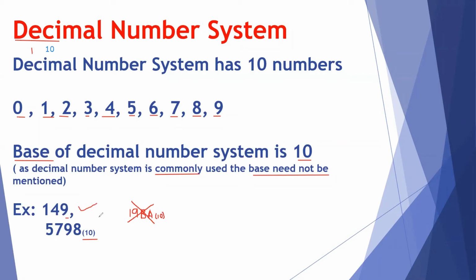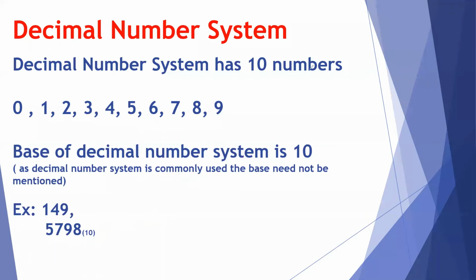Whereas these two are decimal numbers. So there are two things you need to remember whenever you write a number system. One is that the numbers you are writing should exist in the number system. And the other thing is the base of the number system. Only in the case of decimal, the base can be written or may not be written.